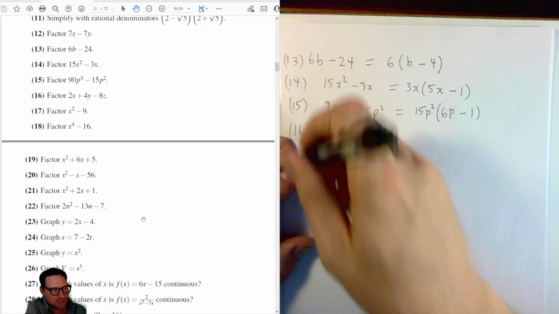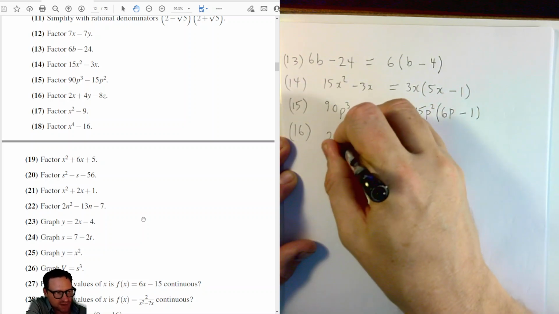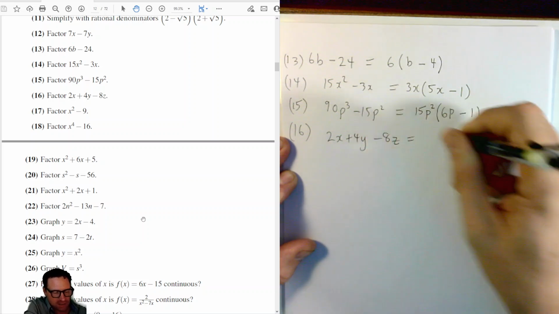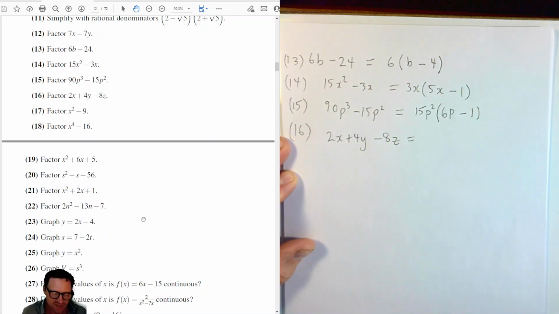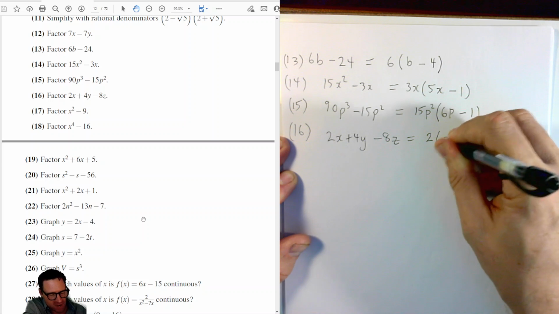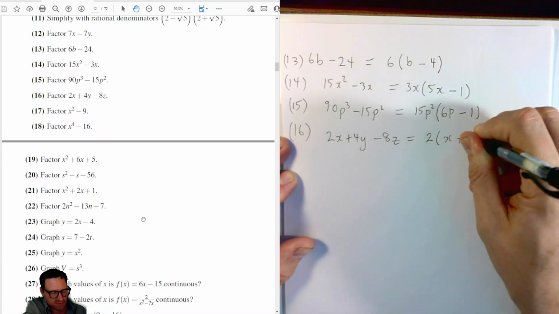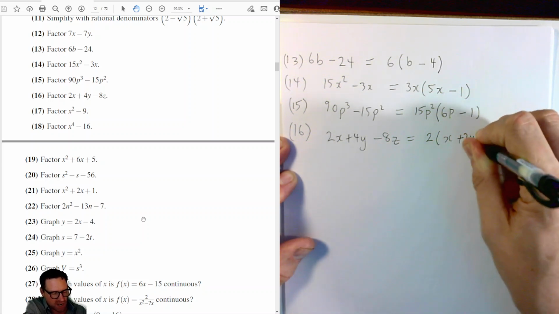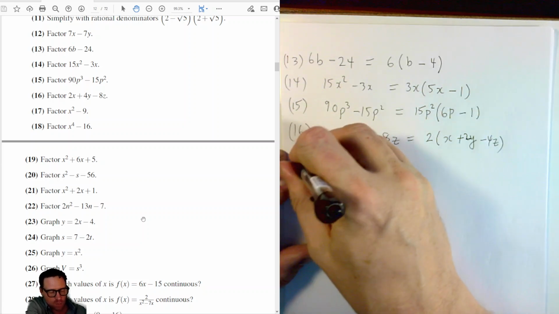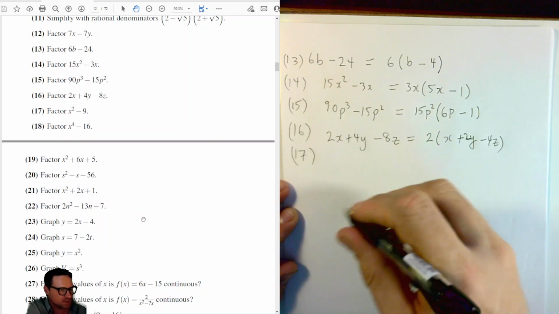Question 16. Factor 2x plus 4y minus 8z. Well, each of these has a common 2 in them. The GCD of 2, 4, and 8 is 2. So we pull out a 2. What remains is x plus 2y minus 4z.